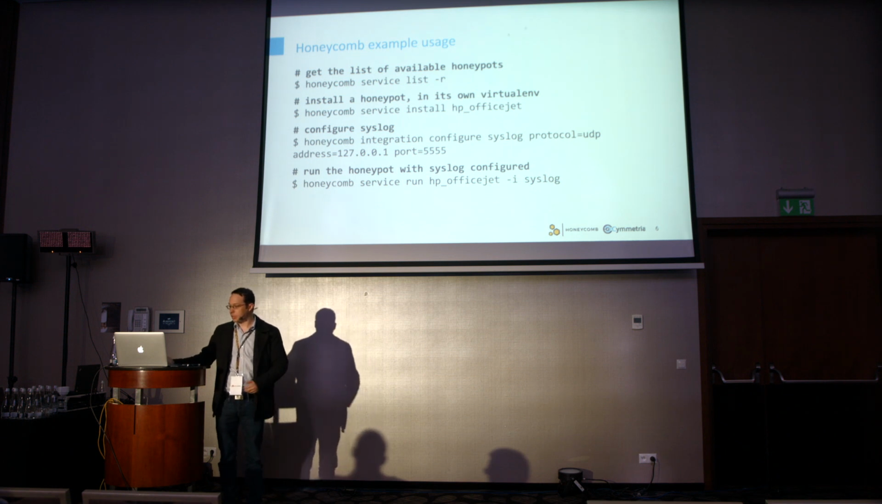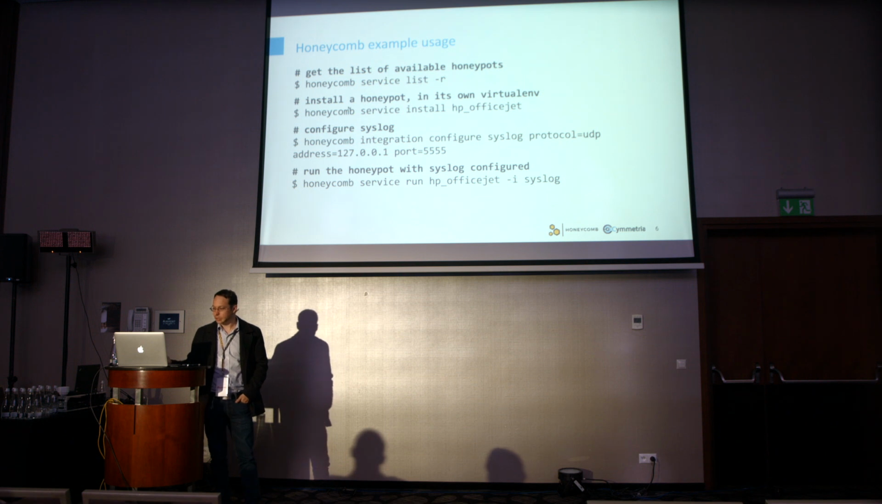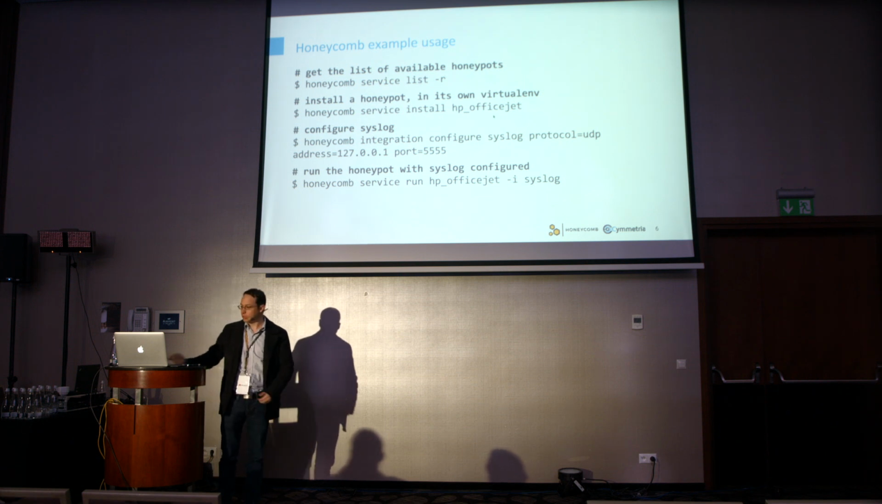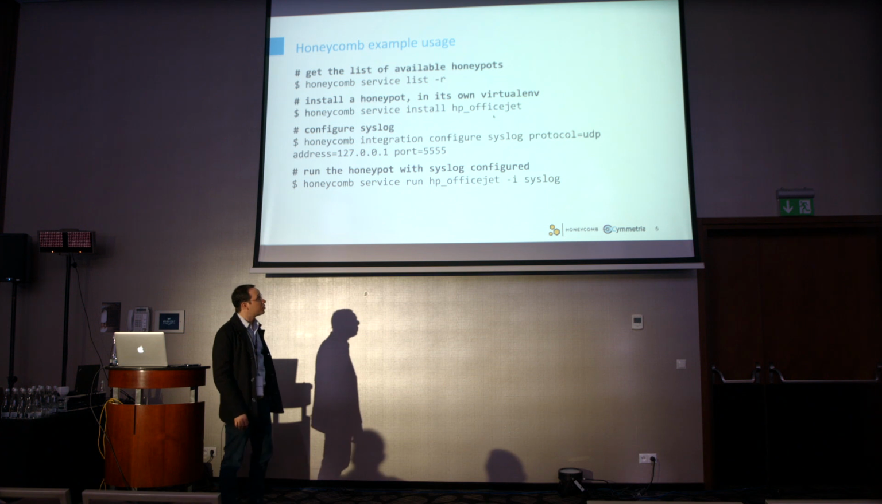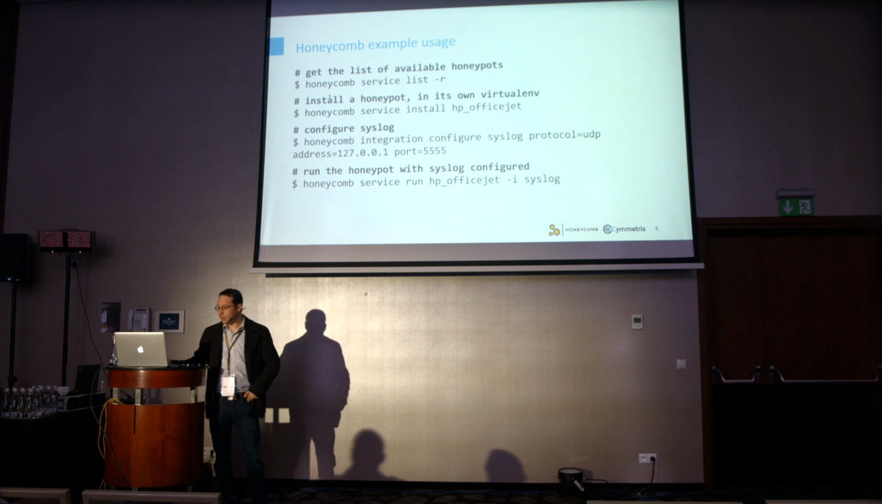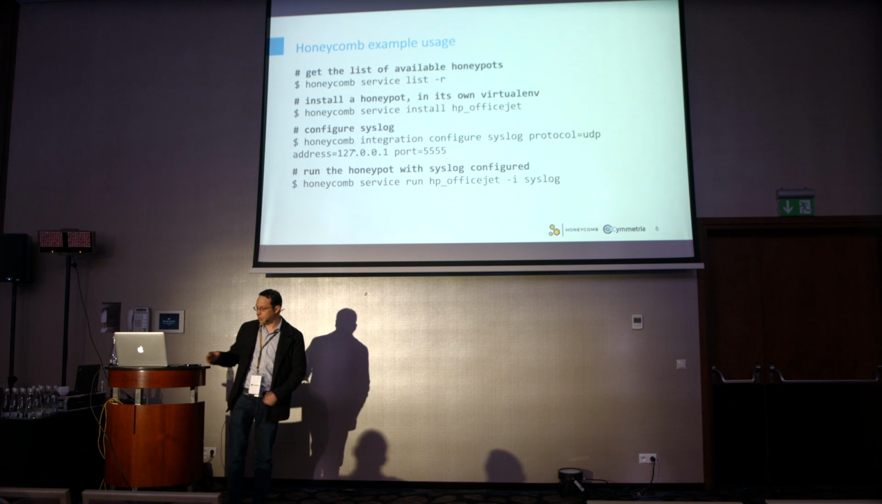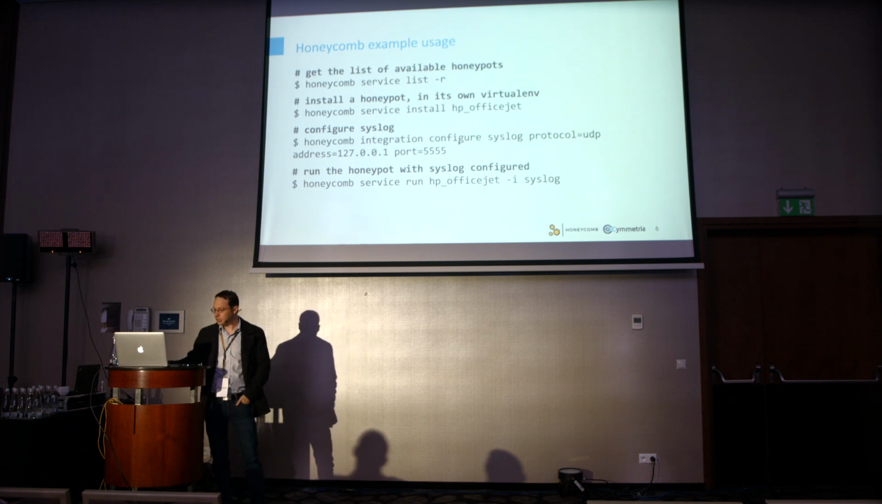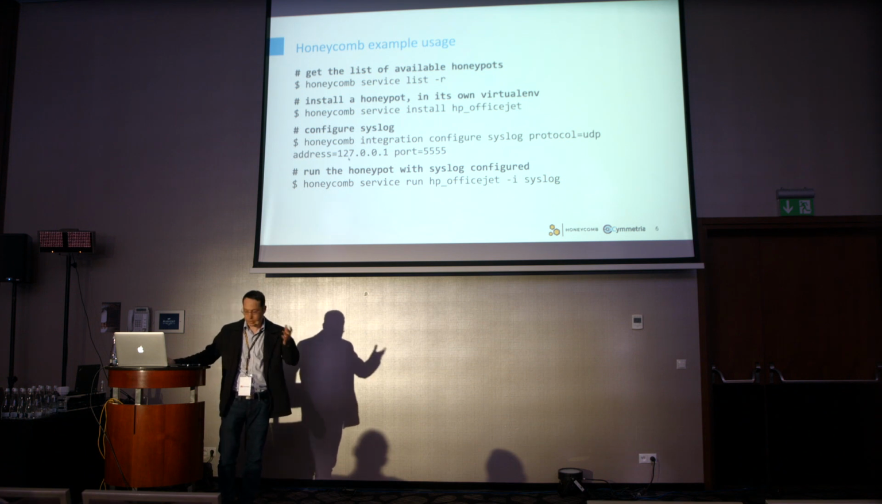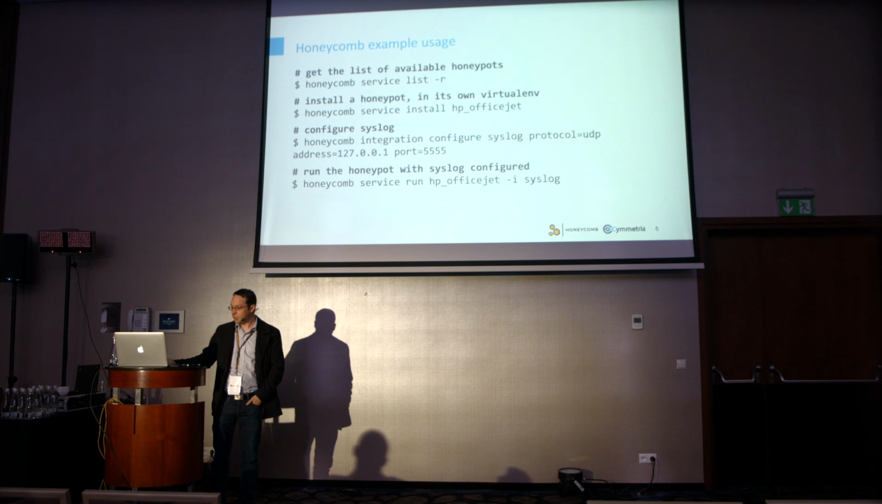To get a list of possible honeypots, you just run honeycomb service list -r, and then say you want a honeypot for a printer, we have Xerox and HP. You do honeycomb service install HP Officejet. And then let's say you want syslog reporting. Then you configure the integration for syslog. Integration configure. You tell it to send on UDP to this address. Of course, it may be a different address on this port. And then you just run the honeypot with syslog.